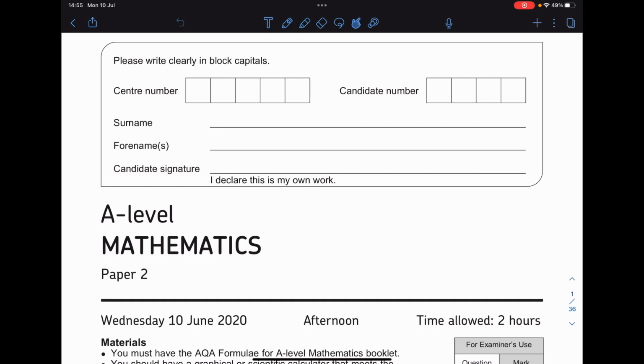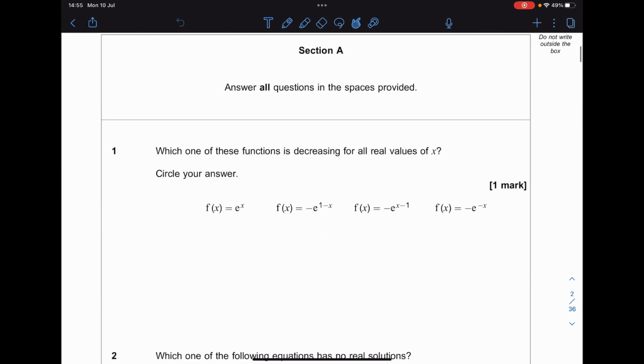Okay, so we're going to work through the 2020 A-level Maths Paper 2 for AQA, and AQA's Paper 2 is all about pure and mechanics, so let's get underway, shall we, with question number 1.